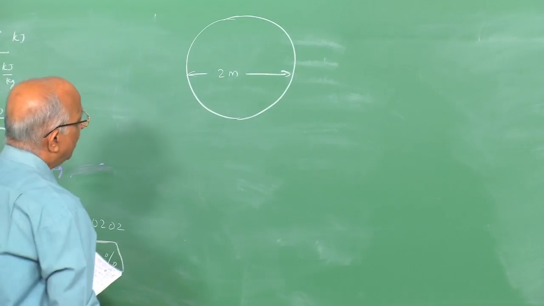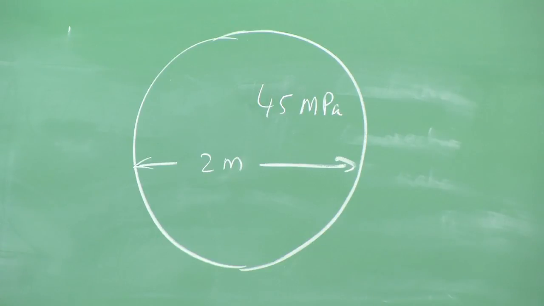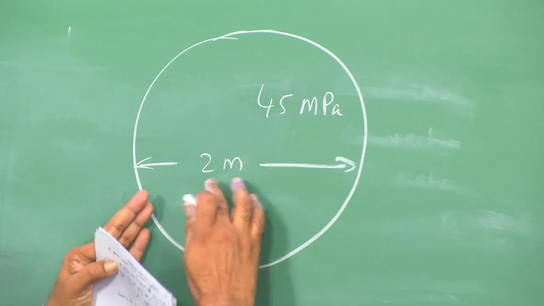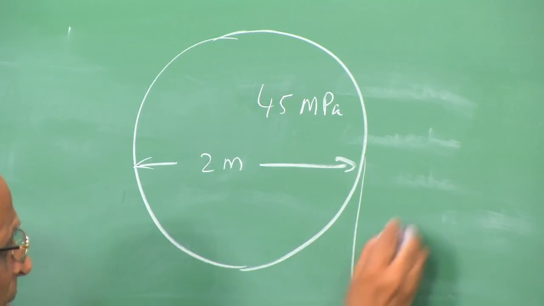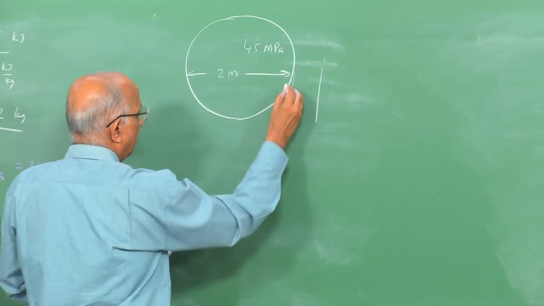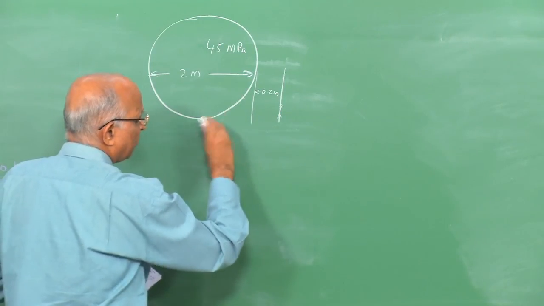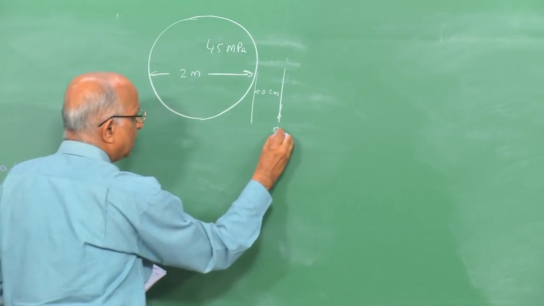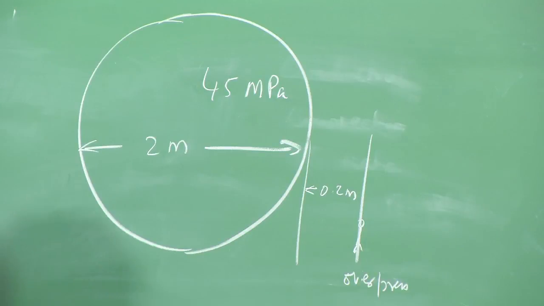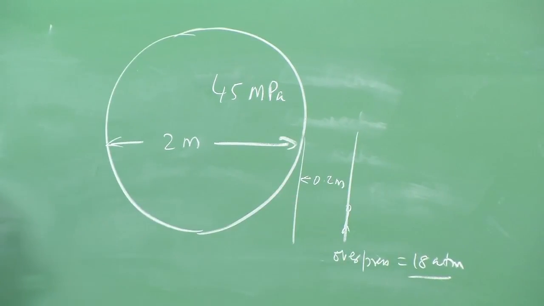Let's say it ruptures when the pressure inside is 45 MPa. When this spherical tank of diameter 2 m ruptures, it is observed that at a distance from the walls of the vessel, maybe 0.2 meters, where some people are working near it, the people are drastically affected, they are totally killed. The overpressure at this distance from the walls of the pressure vessel is equal to 18 atmospheres, an extremely high value wherein there is total damage.